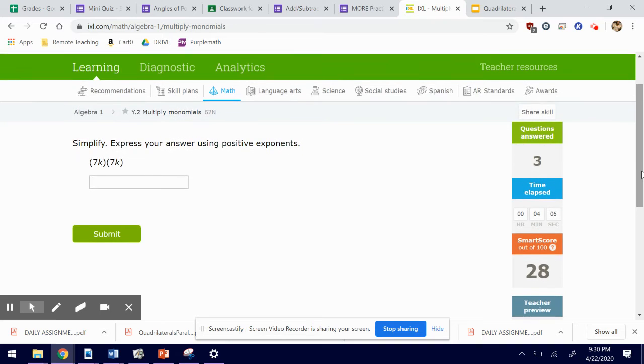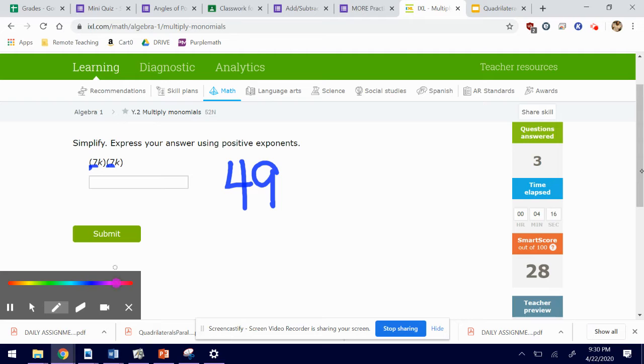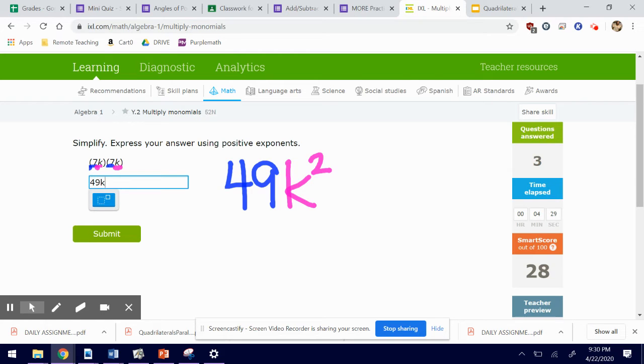Okay, I'm going to do my coefficients first. So 7 times 7 is going to be 49, and then k times k is going to be k to the second. We should be pretty quick about that now. So I'm going to have 49k to the second.